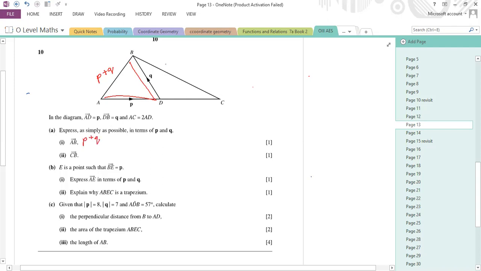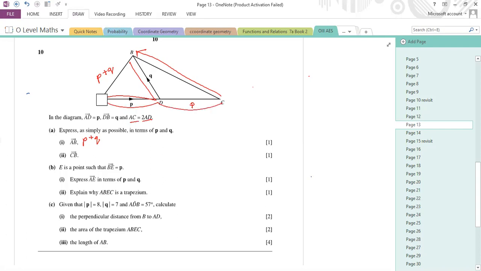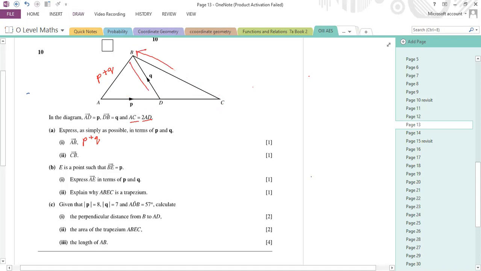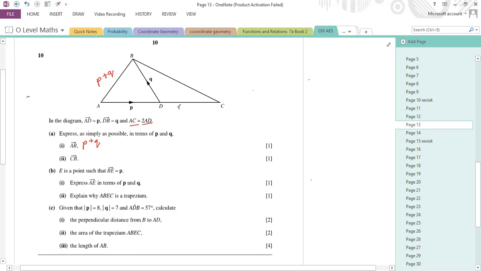Then we are talking about C to B, right? What facts we have got here? AC is twice of AD, so it is also P. This is AD and this is also AD, because it says that AC is twice of AD. This is very child's play kind of question. So we are coming from C to B, so it is going against the arrow. So this would become minus 2p, and this would remain the same, p plus q. So minus 2p plus p plus q. For simplicity, it is q minus p. All right, so this is q minus p.